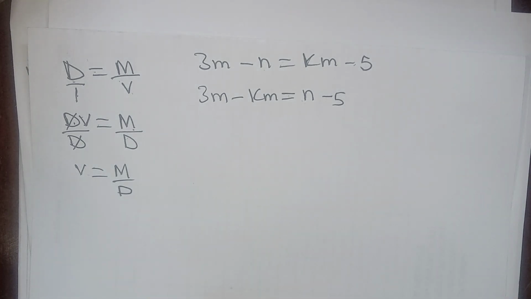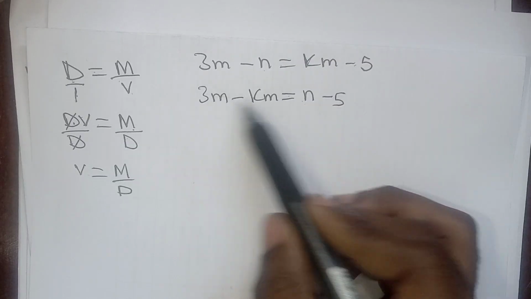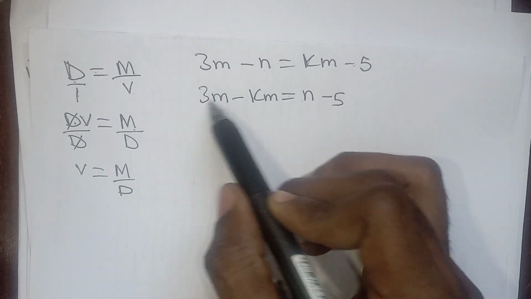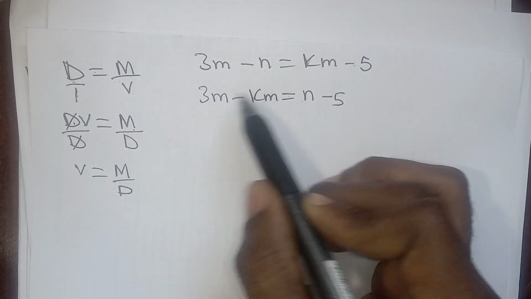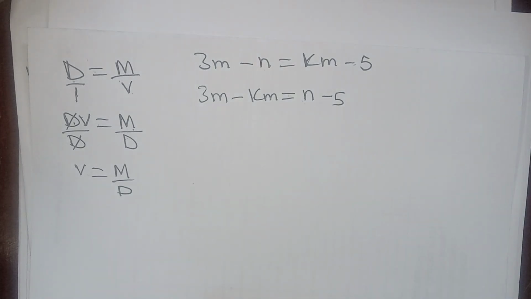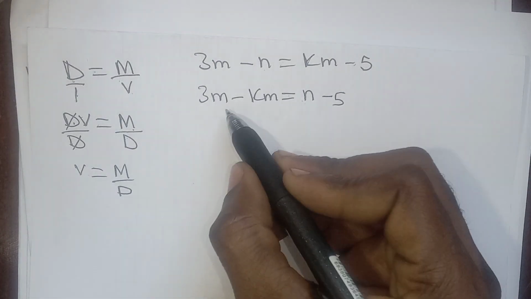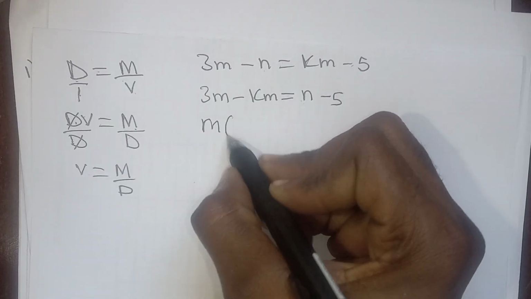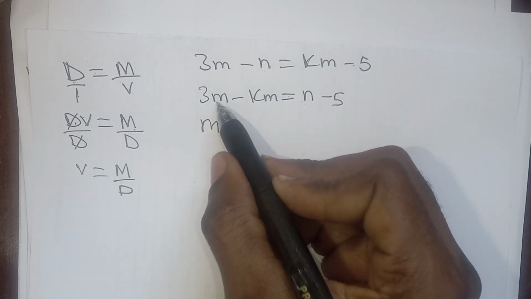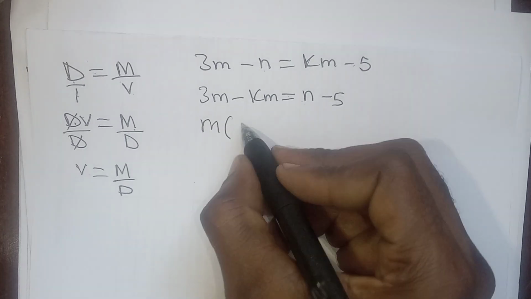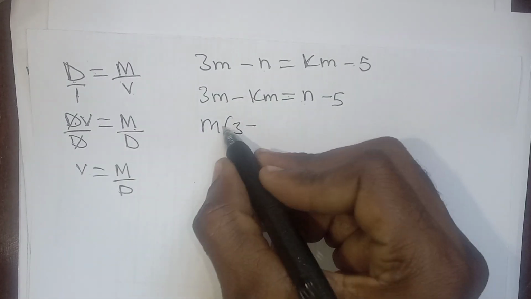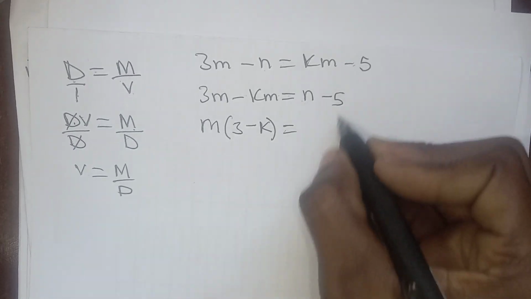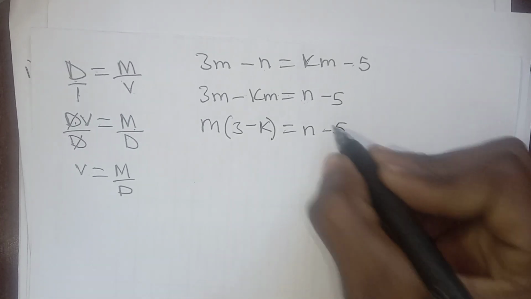So now, at this point, we have two terms with an m which are unlike. This is 3m, this is km. So you can't add, you can't subtract, but you can factorize. So what you do here is you factor the m out. And then once the m has been factored out here, you remain with a 3. Then minus, when you factor the m out, you remain with a k there. And then you equate this to n minus 5.